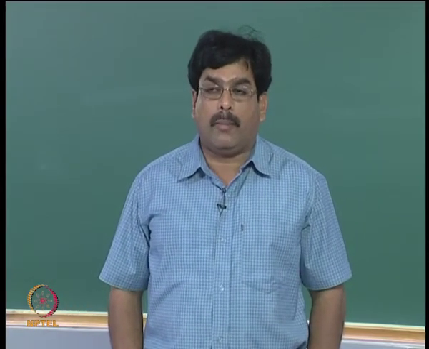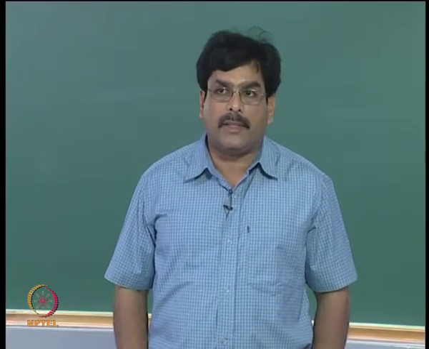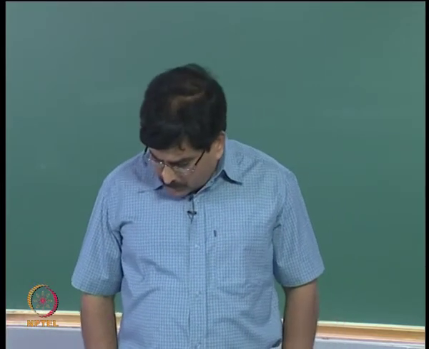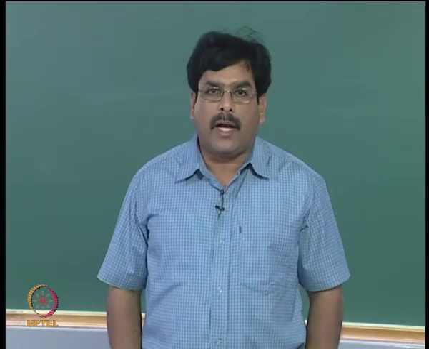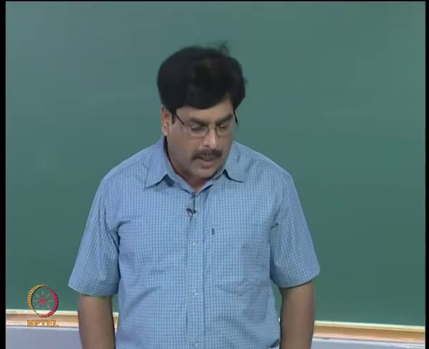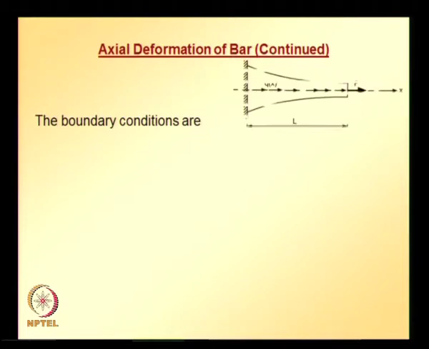If you recall, a bar is fixed at x is equal to 0 and a tip load is applied at x is equal to L. That means axial displacement evaluated at x is equal to 0 is 0, and point load, that is Young's modulus times area of cross section evaluated at x is equal to L times derivative of axial displacement with respect to x evaluated at x is equal to L should be equal to the tip load. So, these are the two boundary conditions.